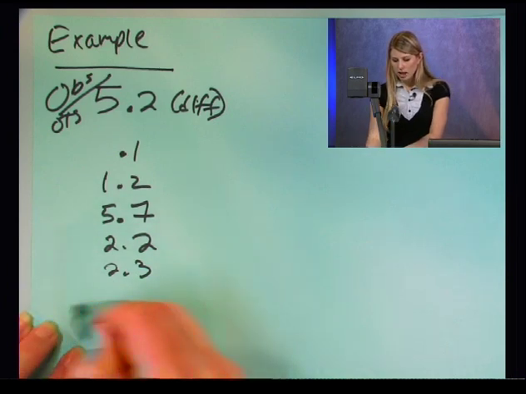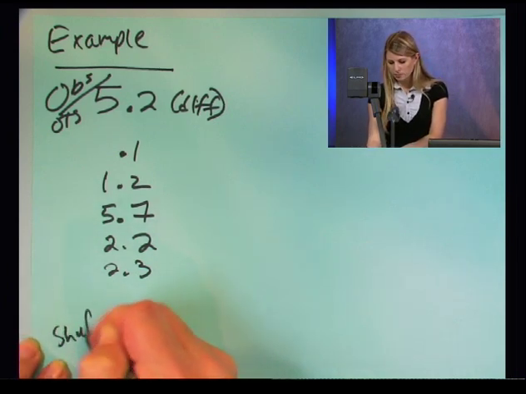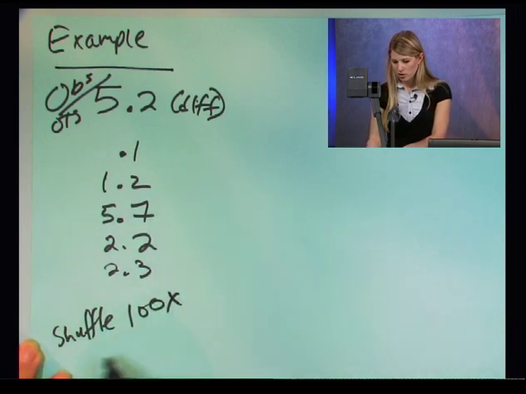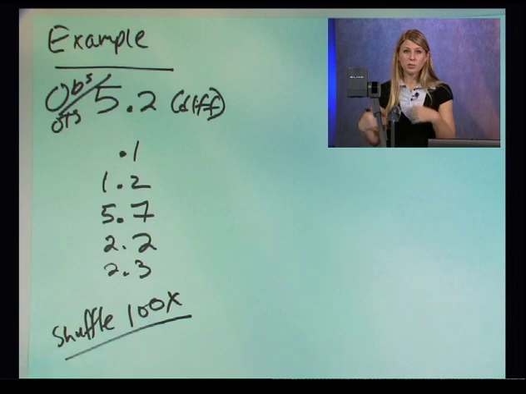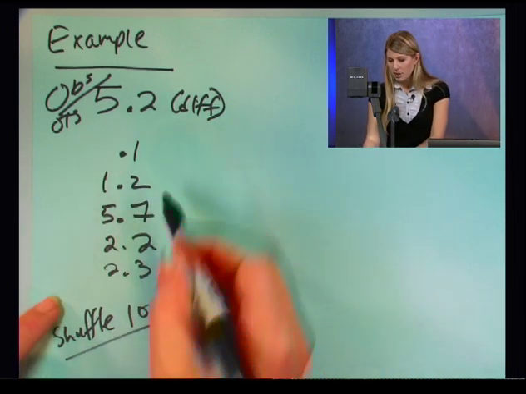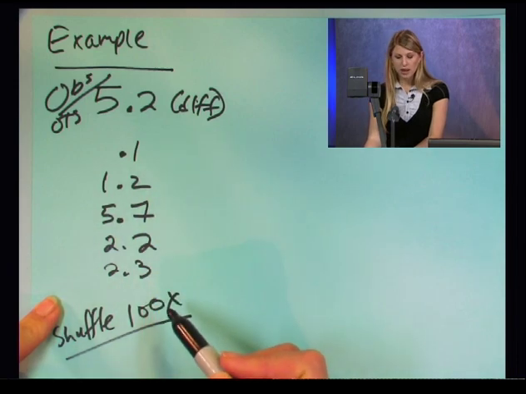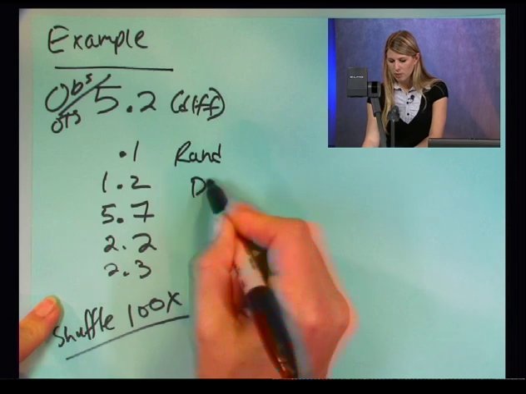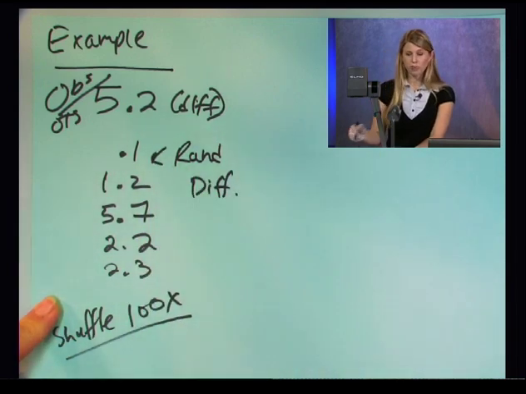Now, let's say we do this 100 times. So we shuffle 100 times, which you see could be tedious if you have cards and you're shuffling over and over. But then you go through and you count how many times your random differences, remember these are just random differences from shuffling over and over and over.